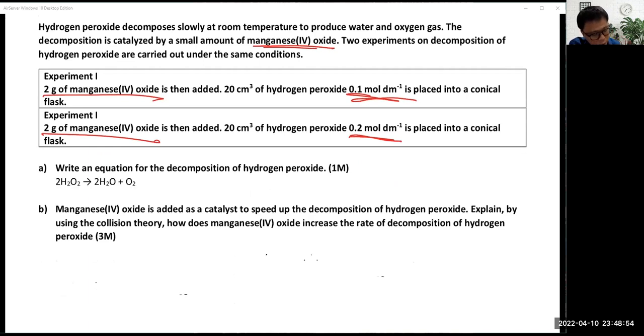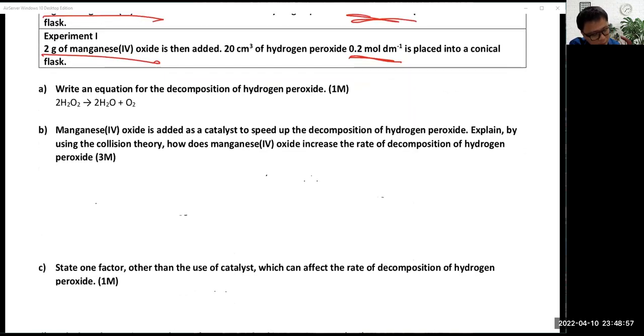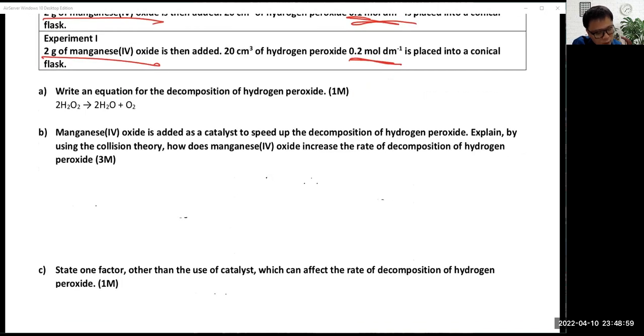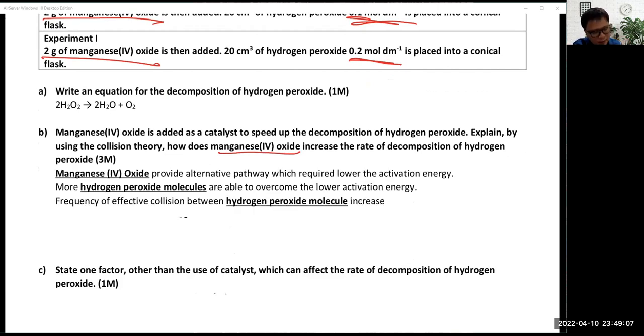So write the chemical equation. It's the same as the previous one. Then manganese oxide is added as a catalyst to speed up. So explain how this manganese oxide is able to increase the decomposition of hydrogen peroxide. It is exactly the same answer as just now. That's why I say that for the first question and the second question, I will show you the similarity.